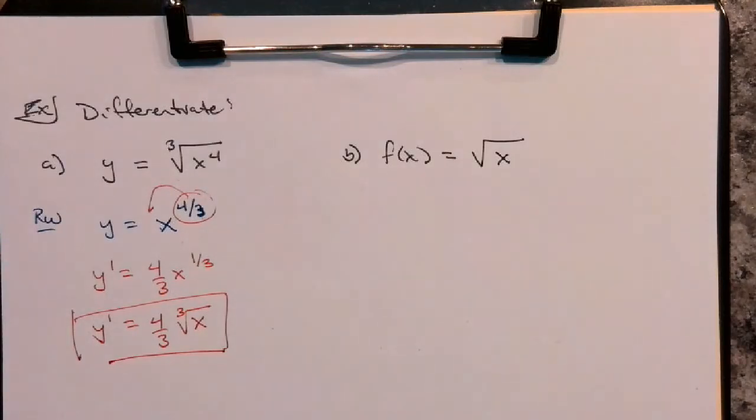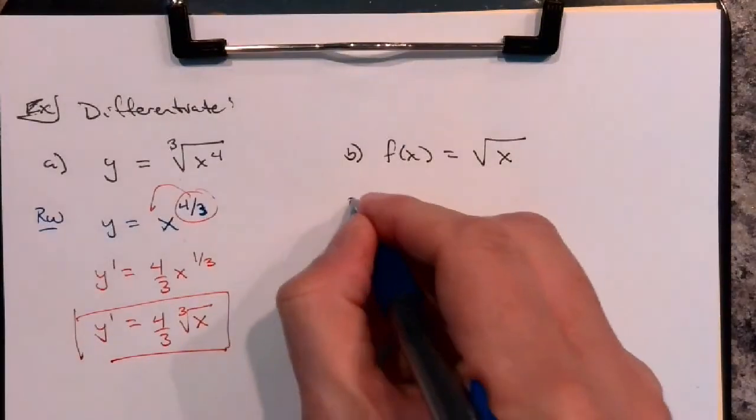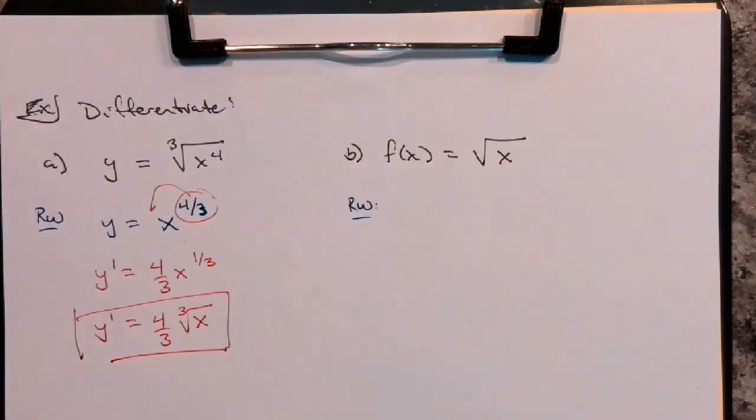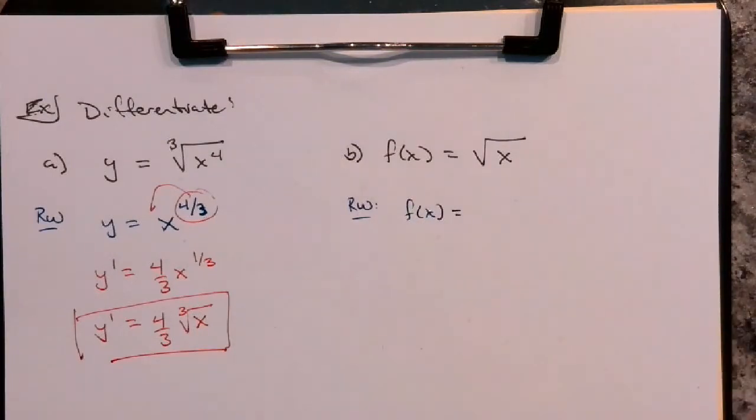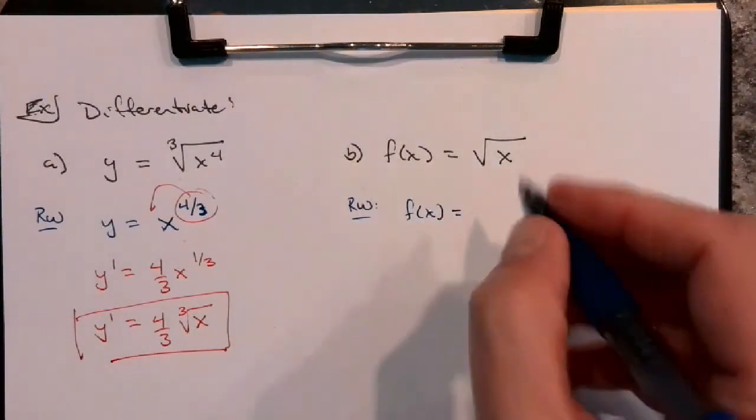Well, again, I don't have a form I need, so first thing I want to do is rewrite this. Remember, you're not taking the derivative. It's the same function, f of x, just rewritten in an equivalent form. Well, how do I write the square root of x as x to a power?